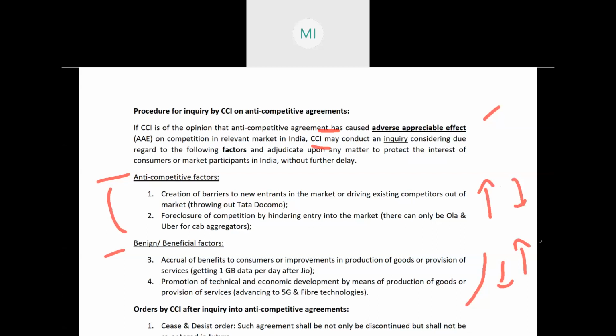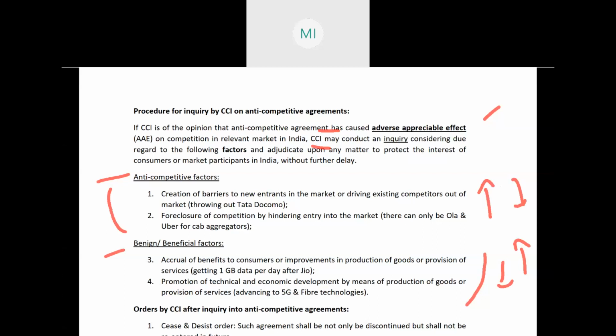Okay. So see, if you understand this, all other pillars are very easy, because you have to read it together. If they ask you a question on bid rigging, we already said bid rigging is a form of horizontal agreement. If a horizontal agreement creates an adverse appreciable effect on competition, it is void. Clear? Now, whether bid rigging creates an adverse appreciable effect or not, for that you have to check how much are the anti-competitive factors and how much are the beneficial factors.